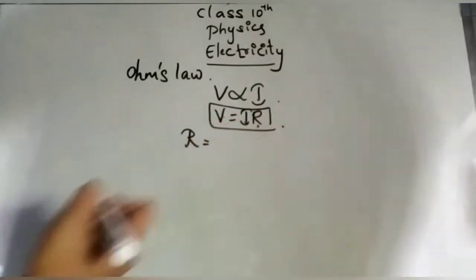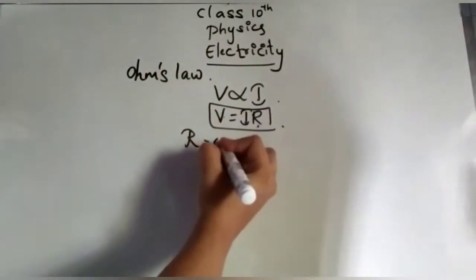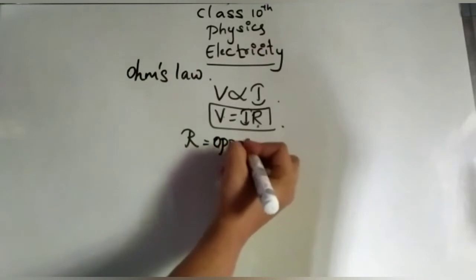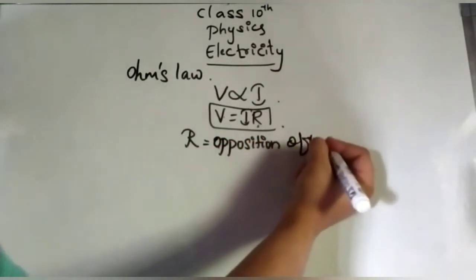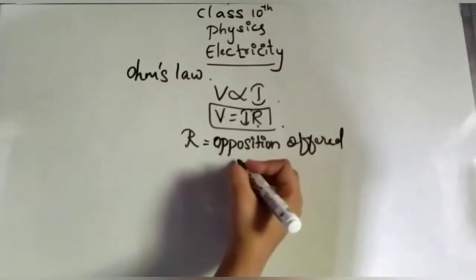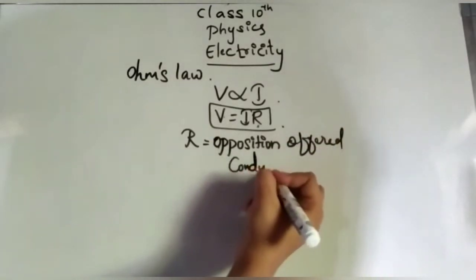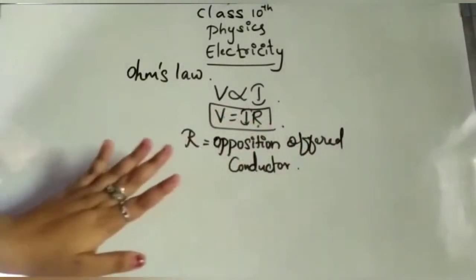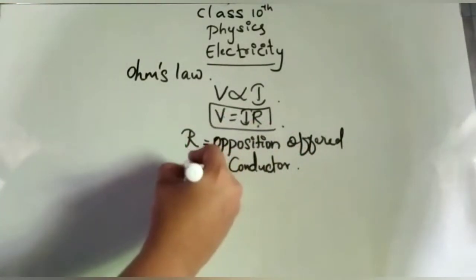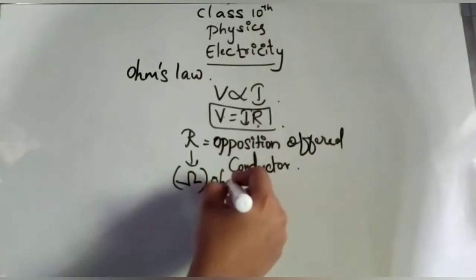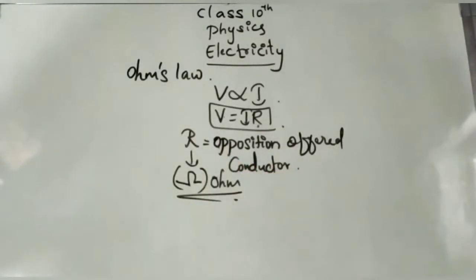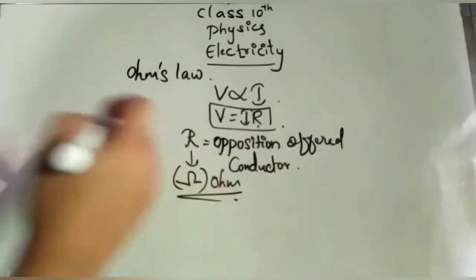You have known that resistance is nothing but the opposition offered by the conductor. So resistance is nothing but the opposition offered by the conductor. The SI unit of resistance is ohm.